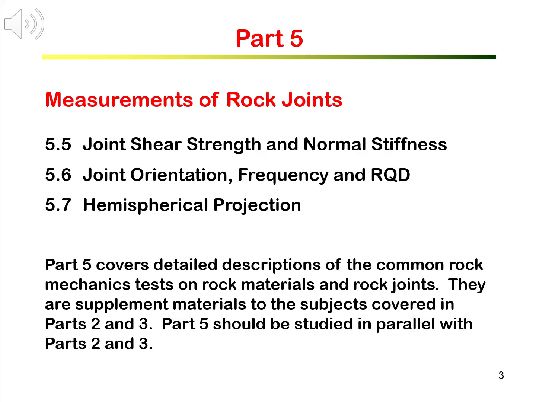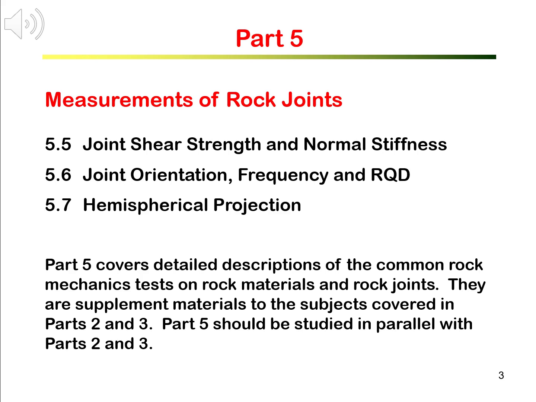Tests and the measurements on rock joints include joint shear strength and the normal stiffness tests, measurements of orientation, frequency, and RQD. It also covers the techniques of using hemispherical projection to present and to analyze joints. All those tests and measurements covered in Part 5 are common rock mechanics tests on rock materials and rock joints.